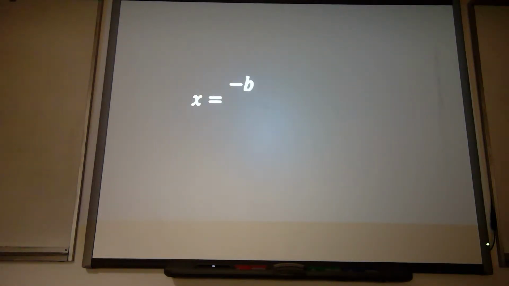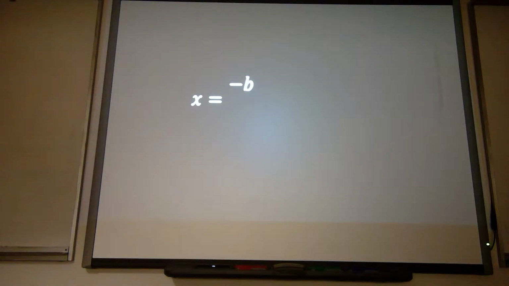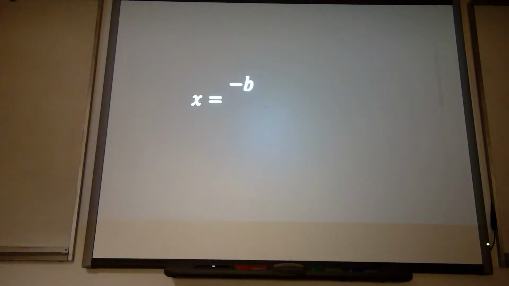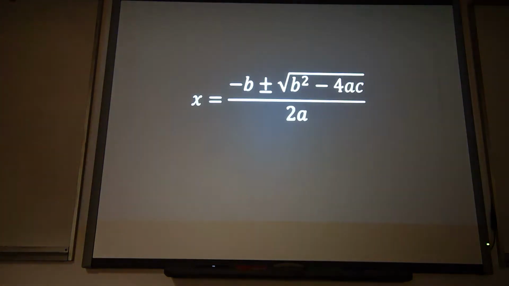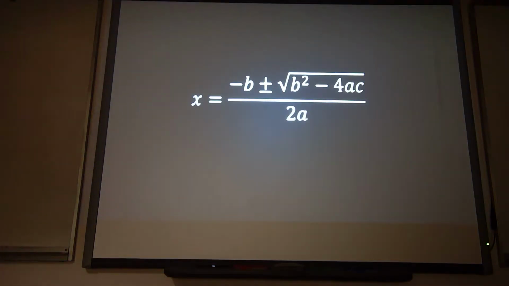X is equal to negative b plus or minus the square root of b squared minus 4ac all over 2a. Two people now. X is equal to negative b plus or minus the square root of b squared minus 4ac all over 2a. Like 5 people now. And then like 20 people in a mosh pit. X is equal to negative b plus or minus the square root of b squared minus 4ac all over 2a.